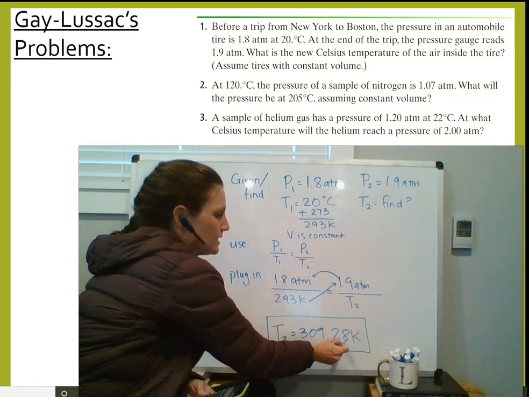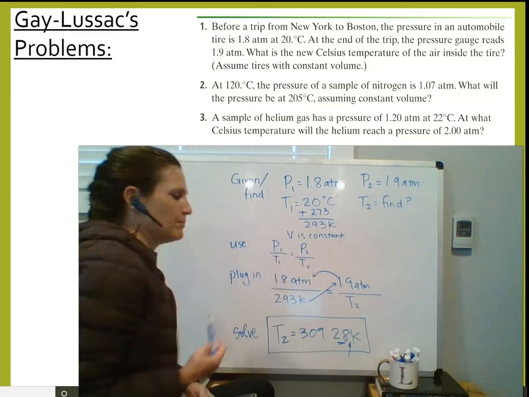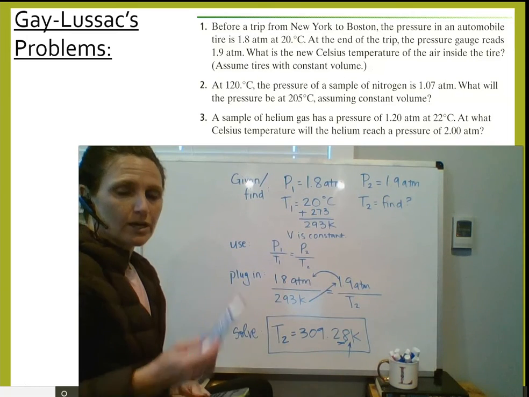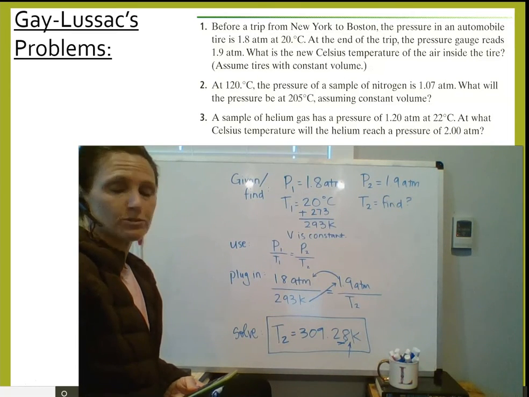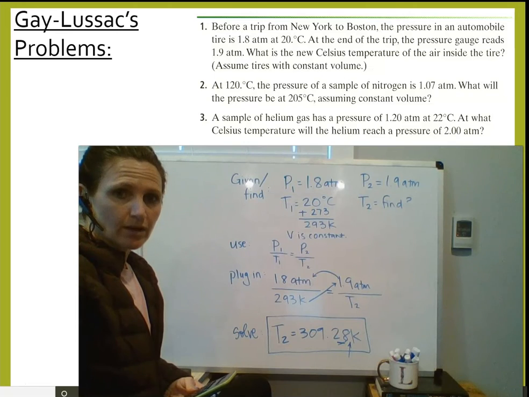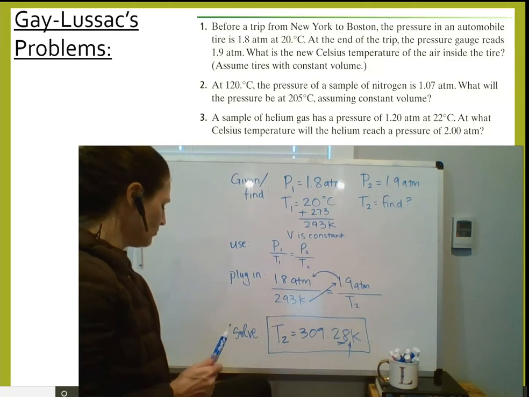I make sure I keep 2 decimal places, and if I'm typing, I put a space between the pressure value or the temperature value and the units, to make sure I'm getting credit on my Google form.